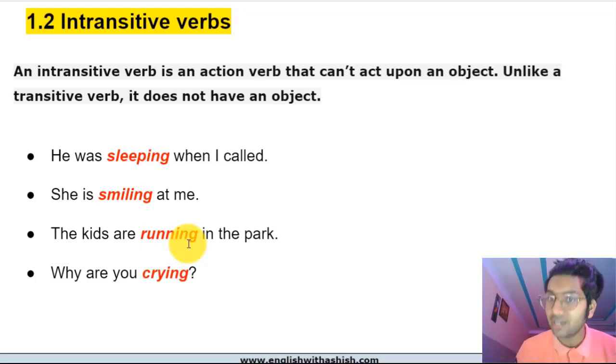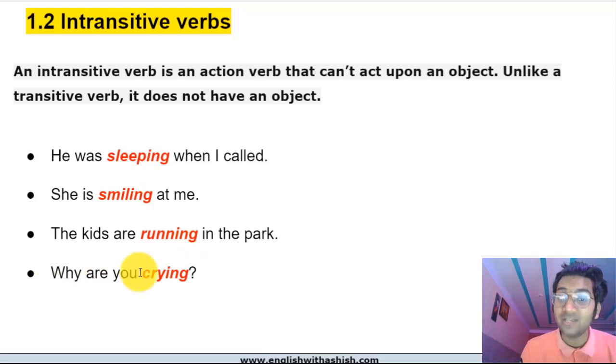For example, I am running a business. Running what? Conducting what? A business. I am operating a business. I am conducting, I am managing a business, something like that. So run has two meanings, right? So you have to look at the context, how the verb is being used. Then only you'll understand whether it's working as a transitive verb or an intransitive verb, right?